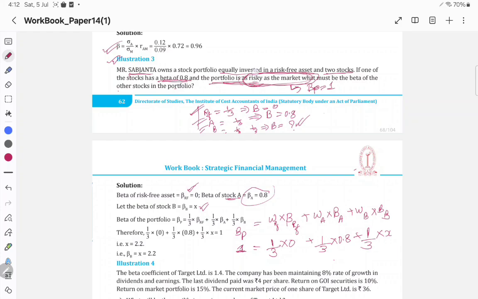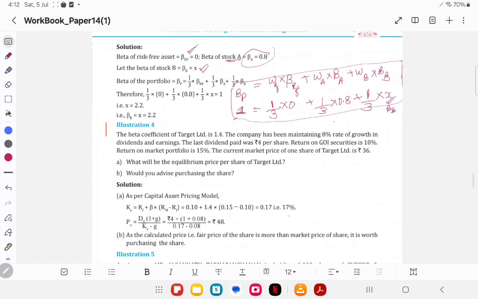Also, the question had this important line that the portfolio is as risky as the market, which means that the beta of the portfolio is 1. Whenever this type of wording comes in your question, remember that it means the beta of the portfolio is 1. So we applied this formula, placed the values, and solved it, and the value of X, which is the beta of stock B, has come to 2.2. We are done with this question as well.